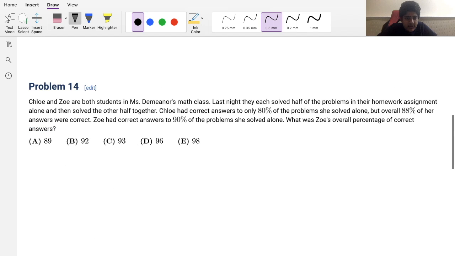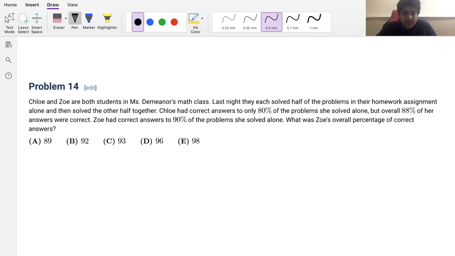Problem 14. Chloe and Zoe are both students in Ms. Demeanor's math class. Last night, they each solved half of the problems in their homework assignment alone and solved the other half together. Chloe had correct answers to only 80% of the problems she solved on her own, but overall 88% of her answers were correct. Zoe had correct answers to 90% of the problems she solved alone. What was Zoe's overall percentage of correct answers?